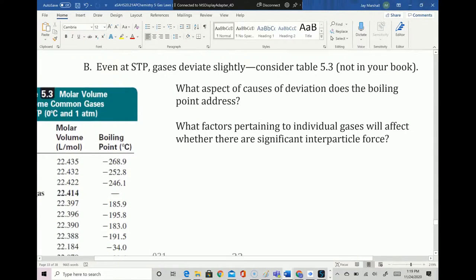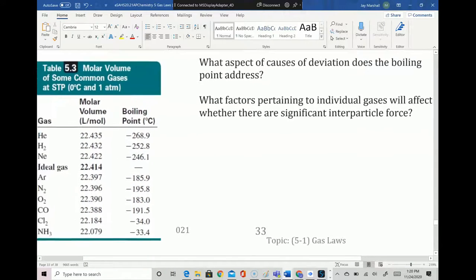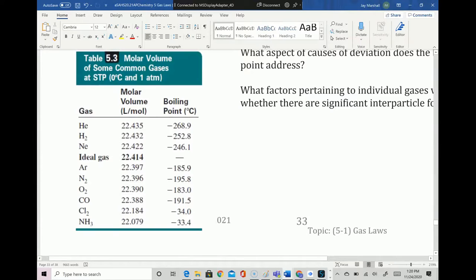Even at standard temperature and pressure, gases deviate slightly. This is not in your book. But gases deviate slightly from standard behavior. Remember, we've said that the volume of 1 mole of gas at standard temperature and pressure is 22.414 liters.